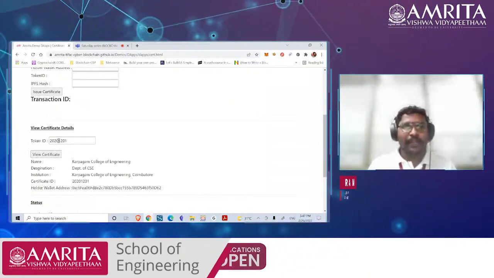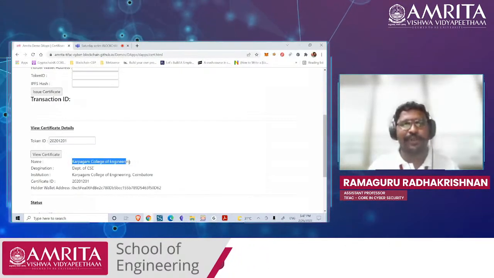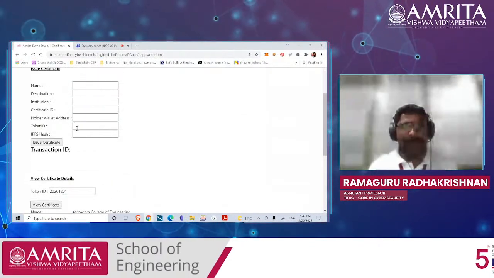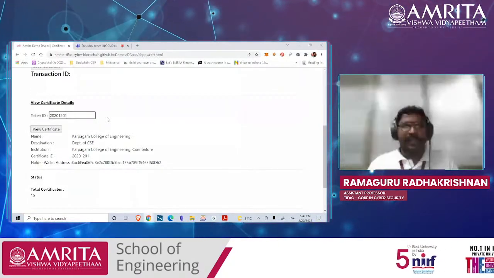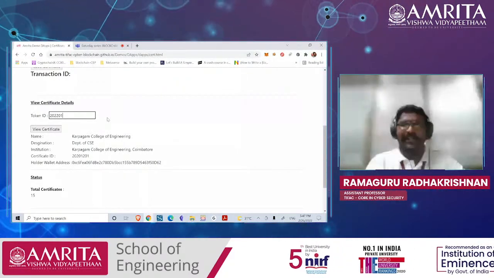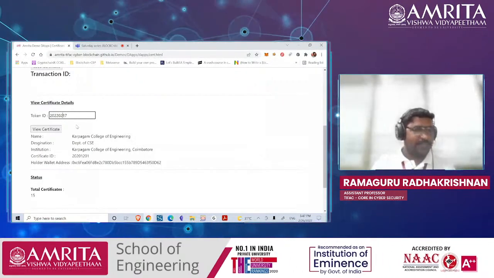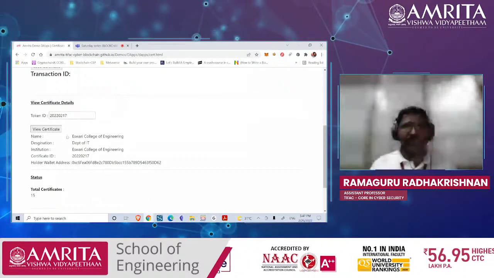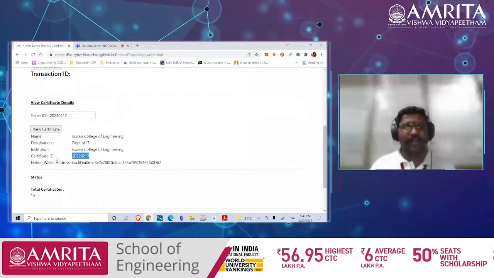Now you can see, on 1st December 2020, I gave a session to Karpagam College of Engineering, Department of CSE. So at that time I performed a transaction. And very recently, on 19th February, I gave a session to another college. So you can see here, Ishwari College of Engineering, Department of IT, and you can see the certificate ID and token ID are the same.